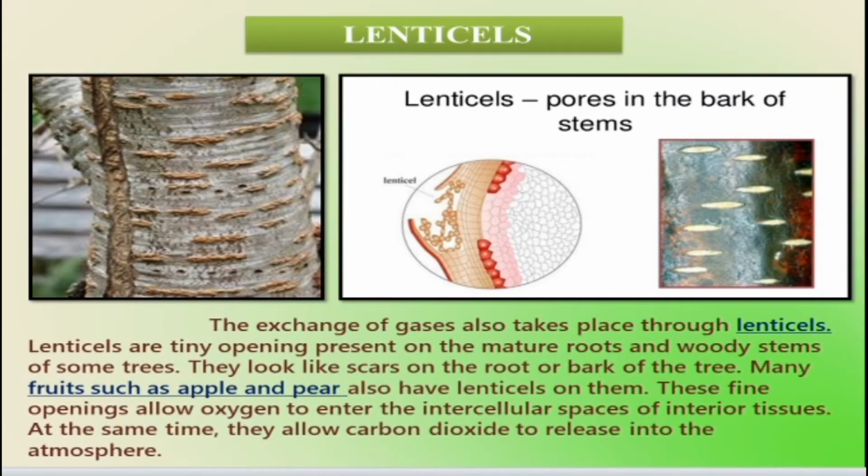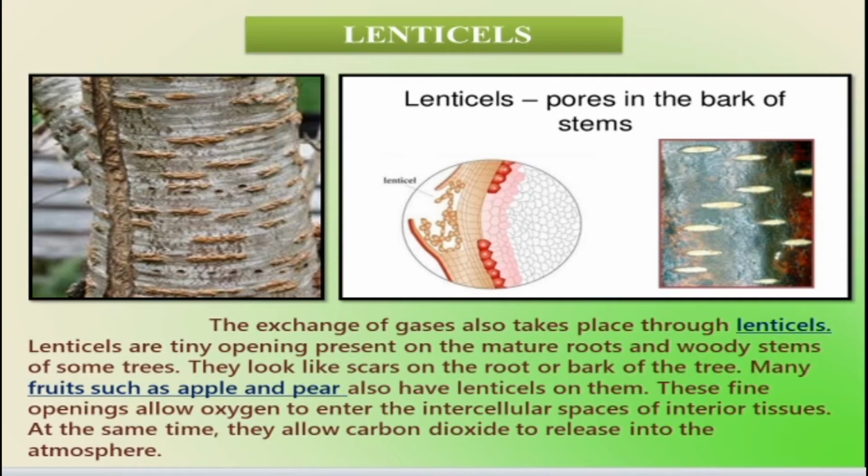Lenticels are also very, very important. We can see them on the bark of the tree, on the plant body. You can see these pictures. On the surface of the plant body there are some raised structures. The exchange of gases also takes place through these, which are called lenticels. Here there are small openings, and through them also the exchange of gases happens.